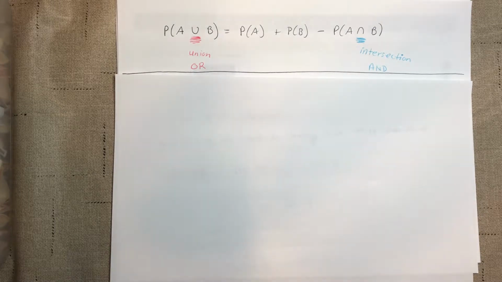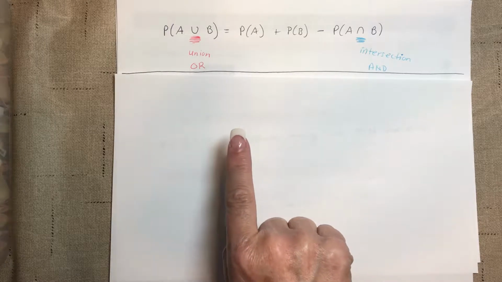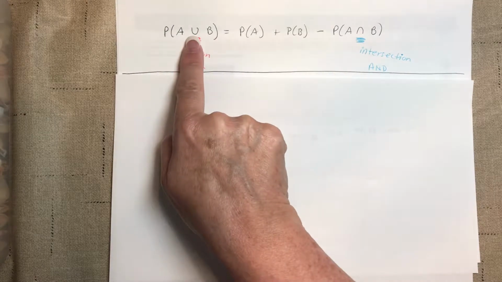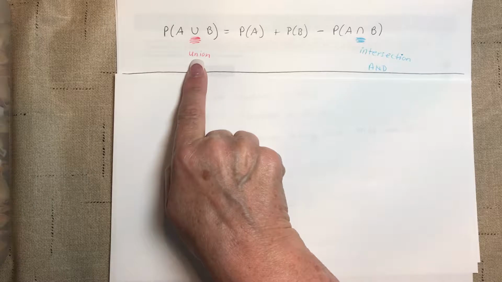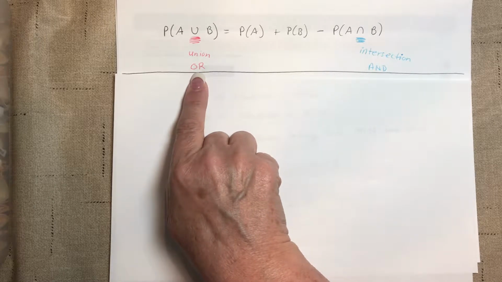Okay, this video is about word problems involving the probability of a union or an intersection. And the formula that you need is this one right here. This symbol, which looks like a U, stands for union. And in word problems, you'll be looking for the word or.